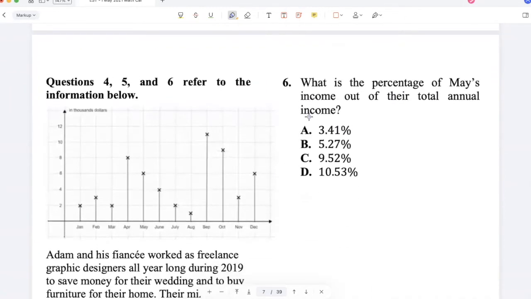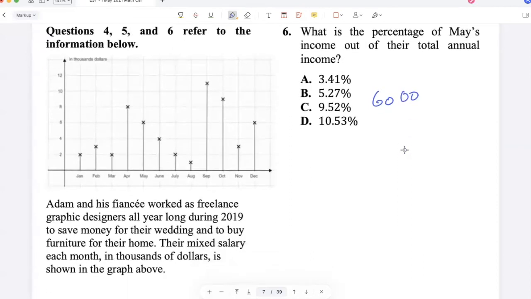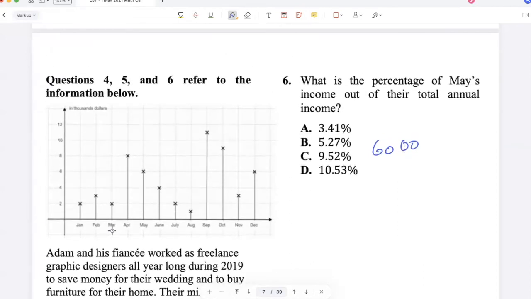What is the percentage of May's income out of their total annual income? Okay, so May is 6,000. And what is the total income? 2 plus 3, 5 plus 2, 7 plus 8, 15 plus 6, 21 plus 4, 25 plus 2, 27, 28, 28 and 11, 39, 39 and 9, 48, 48 and 3, 51, 51 and 6, 57. So 6,000 over 57,000. So let's just plug that in, 6 by 57.